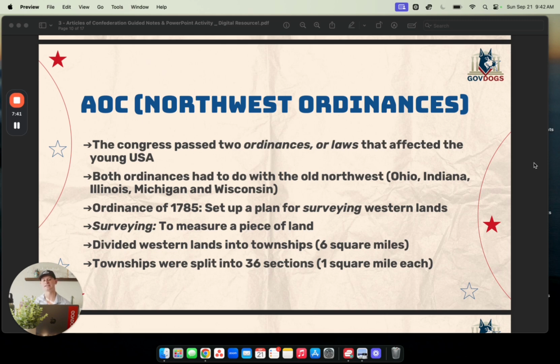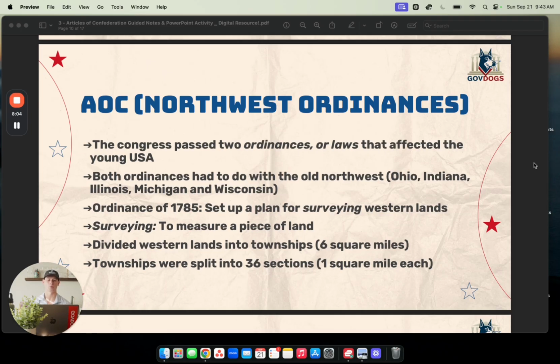You have the Ordinance of 1785, and this set up plans for surveying Western lands. Basically, we had all this territory that was now ours, and probably the best course of action when you just acquire a bunch of territory is to go out and see what it looks like, to survey it, observe it, measure it, and all of that good stuff. To survey in this context is to measure a piece of land.